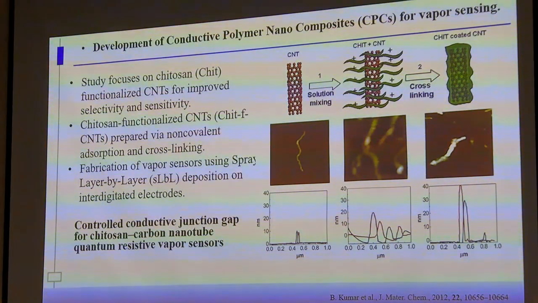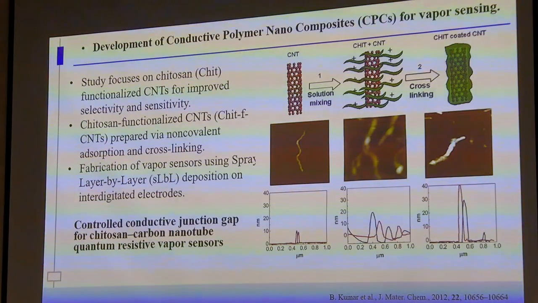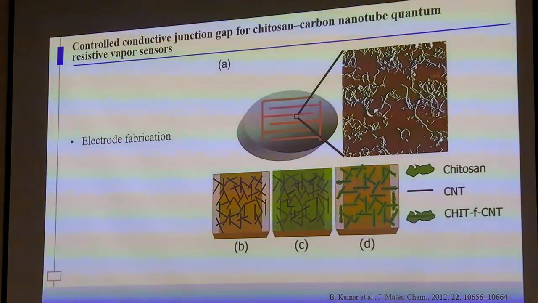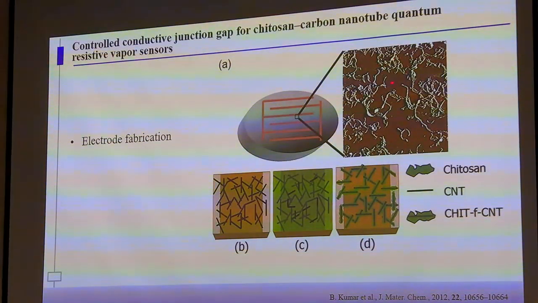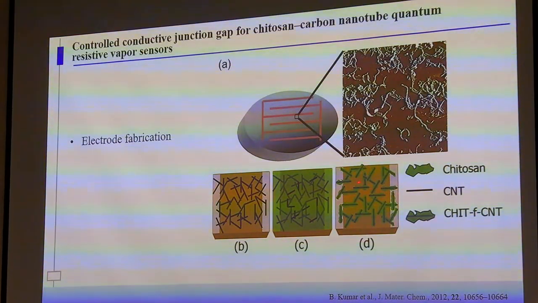And this will help us to create a very controlled conductive junction between carbon nanotube and carbon nanotube network. And here we prepare the sensor in a very simple way. It's an interdigital electrode, and on the interdigital electrode you spray the carbon nanotube solution, and then we will have this carbon nanotube network here. And here these are representing three different electrodes with pristine carbon nanotube, with chitosan, or chitosan modified or functionalized carbon nanotube.